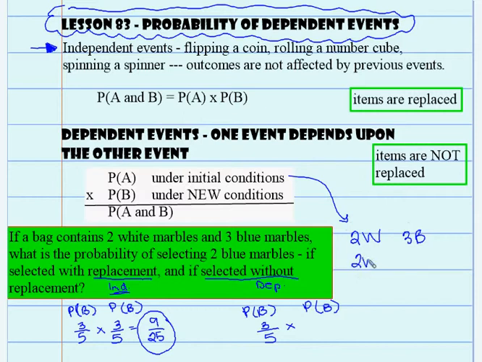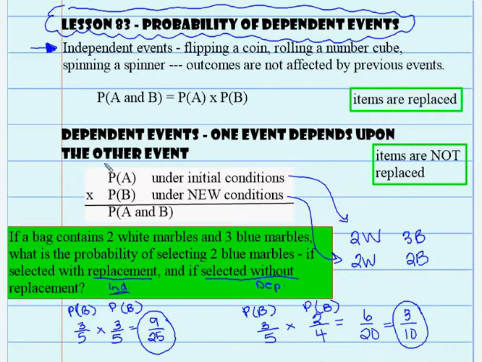I still have 2 white marbles, but now I only have 2 blue marbles. That's the new conditions. So what's the probability of getting a blue marble? It's 2 out of 4, there are only 4 marbles in the bag. So when I multiply this, I get 6 out of 20, which I can reduce to 3 out of 10. So without replacement, I will get 2 blue marbles 3 out of every 10 tries.